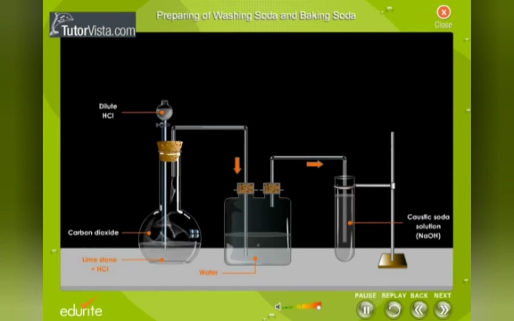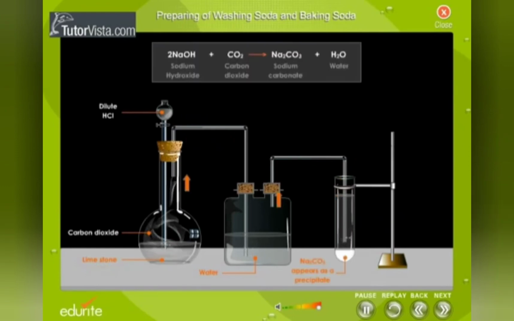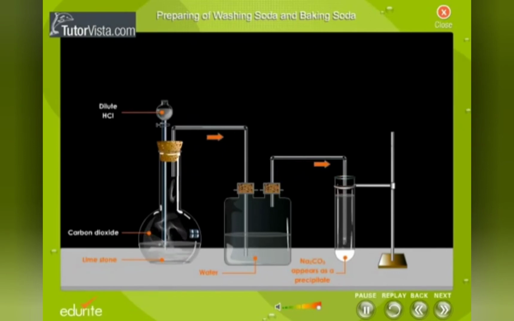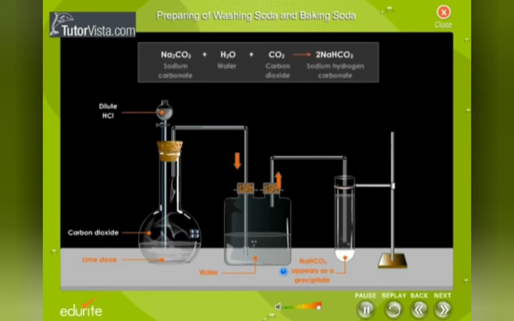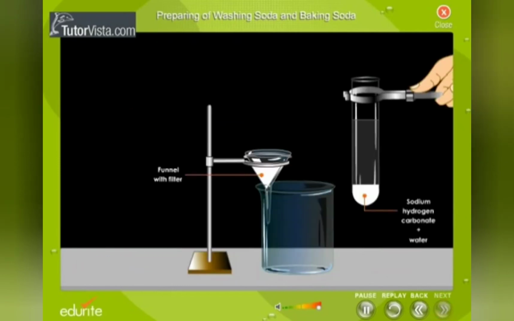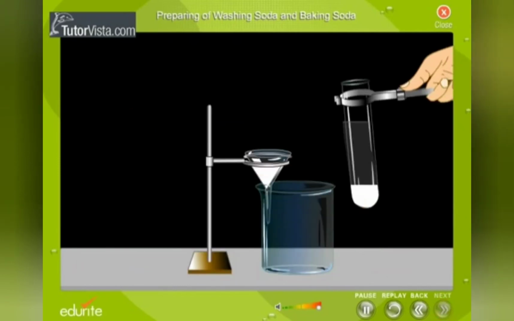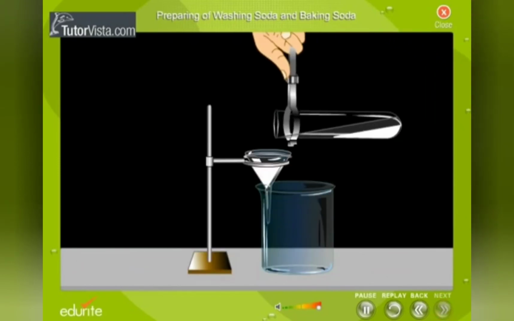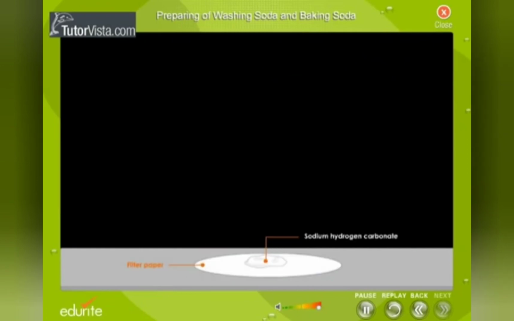The gas is now passed through concentrated sodium hydroxide solution until a white solid appears at the bottom of the boiling tube. The white solid formed is sodium carbonate. When excess carbon dioxide is passed through sodium carbonate, it gets converted to sodium hydrogen carbonate. Sodium hydrogen carbonate, being sparingly soluble in water, can be filtered off to separate it from water. This is a laboratory method for the preparation of sodium hydrogen carbonate.